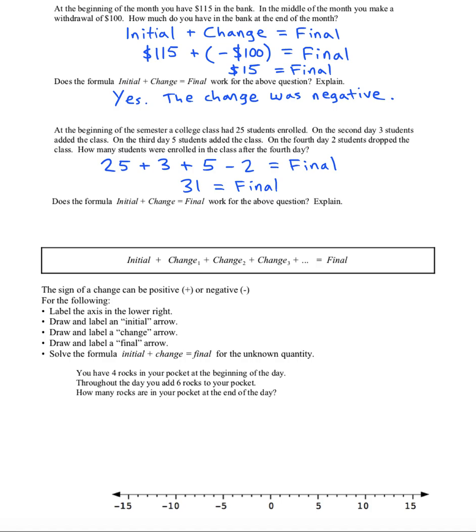Did the formula initial plus change equals final work for this question? It did work, but there were multiple changes. And that brings us to the formula initial plus change 1 plus change 2 plus change 3 plus perhaps, if necessary, equals a final. That's a formula we'll use often as well.